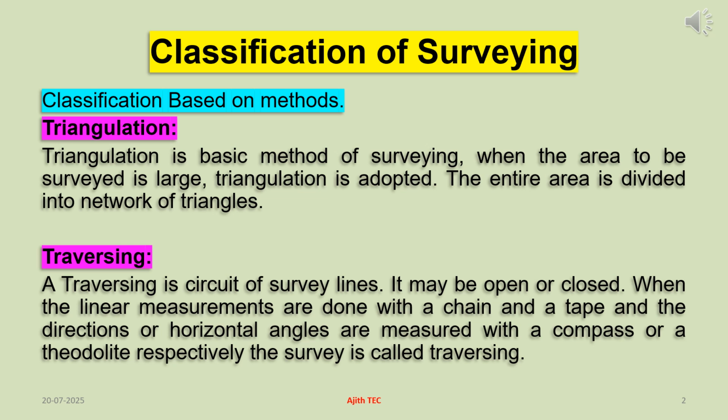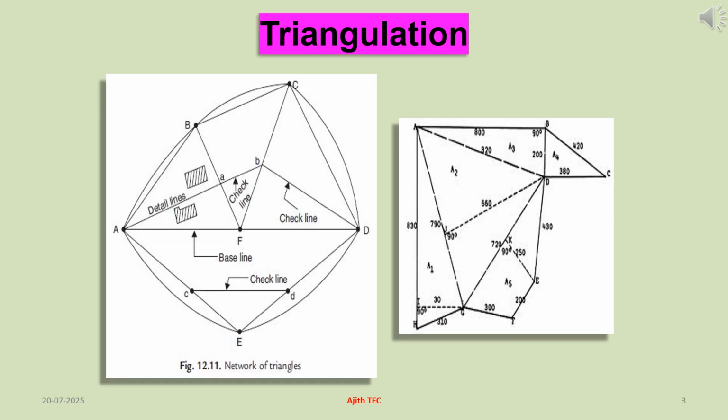Traversing. Traversing in surveying is a method used to establish control points by measuring distances and angles between them, forming a series of connected lines, a traverse. It's a fundamental technique for creating control networks in various surveying, mapping, and construction projects. Traversing can be either open or closed, depending on whether the traverse ends at the starting point or a known point.